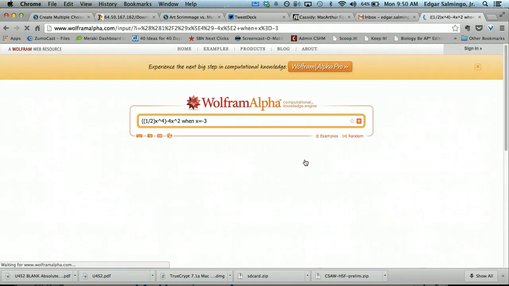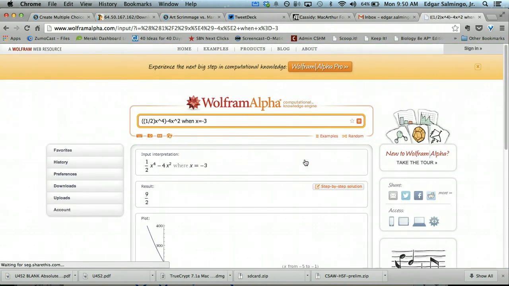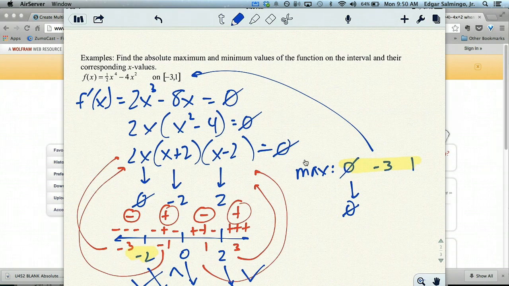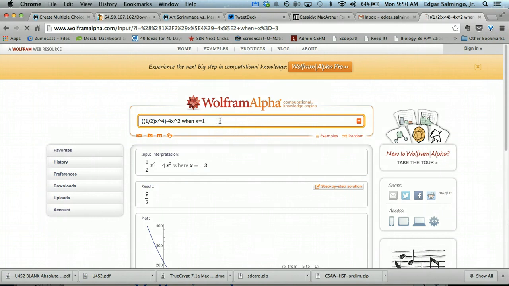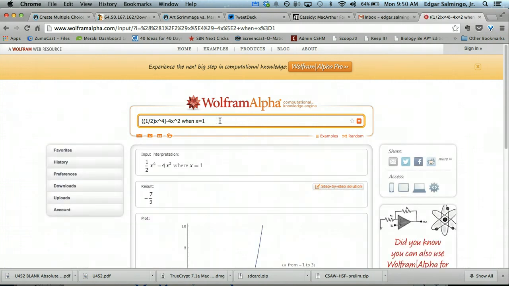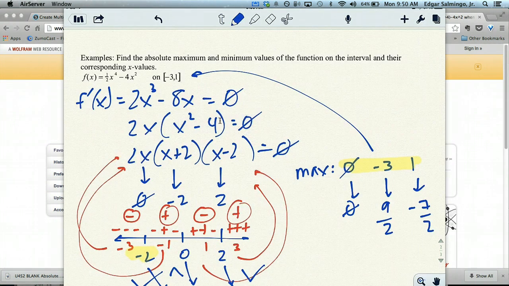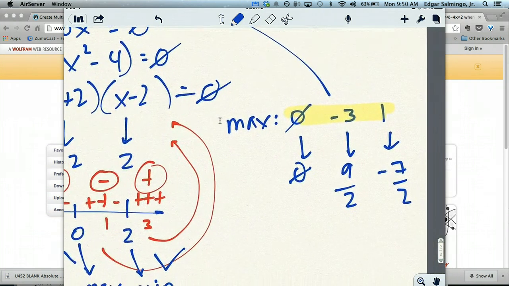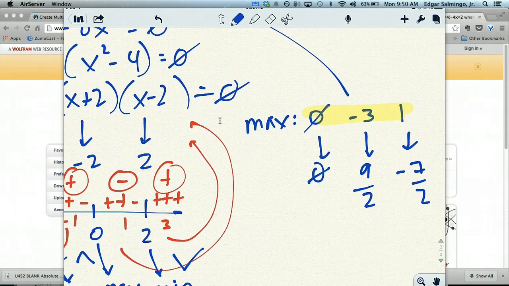And if I plug in -3, I get 9 over 2. So if I go back to my problem here, I get 9 over 2. And then I'll go back to my calculator again, and I'll try calculating this when it equals 1. And I get -7 over 2. So going back to the problem, I plugged in 0, I plugged in -3, and 1 in the original problem. Here are the numbers I get.